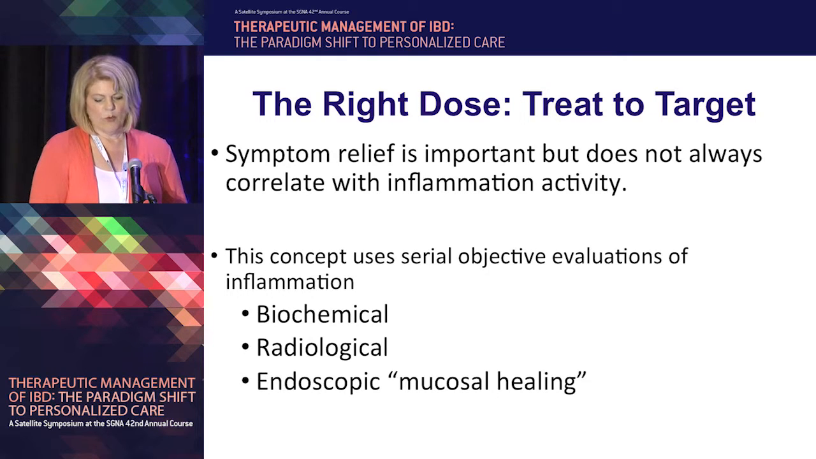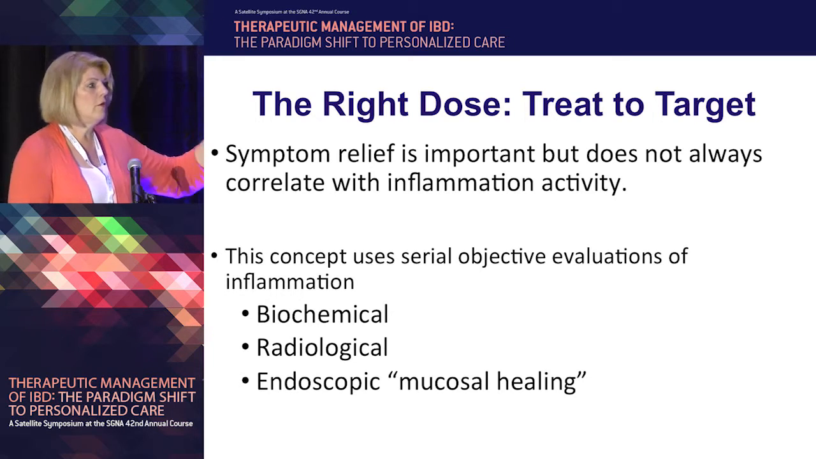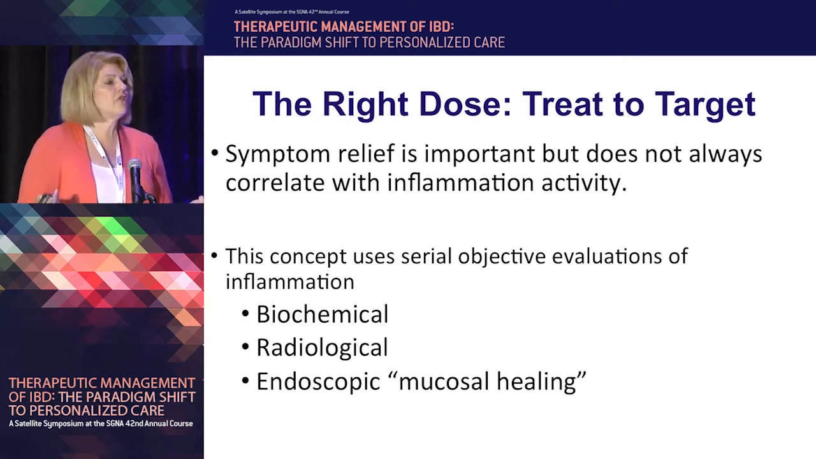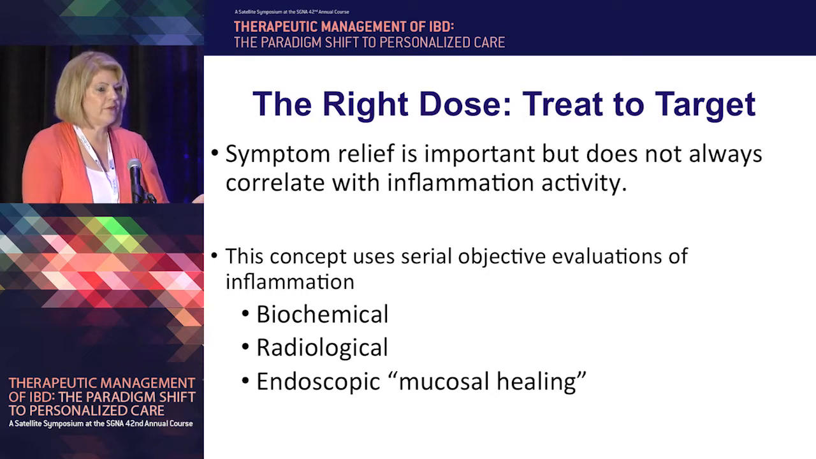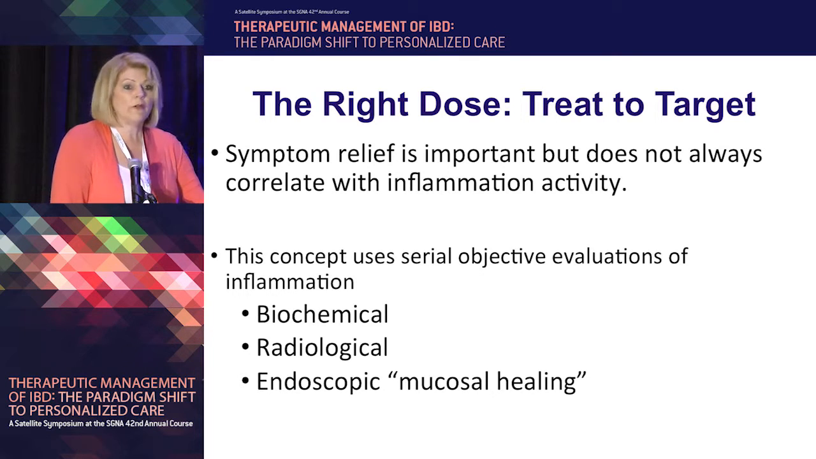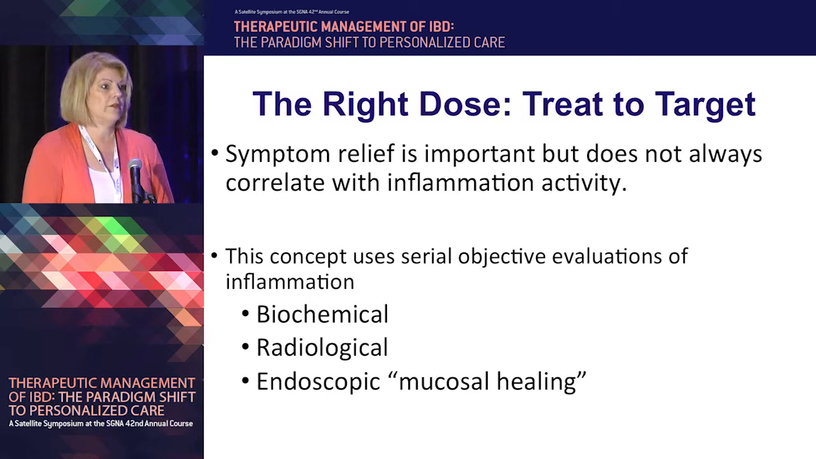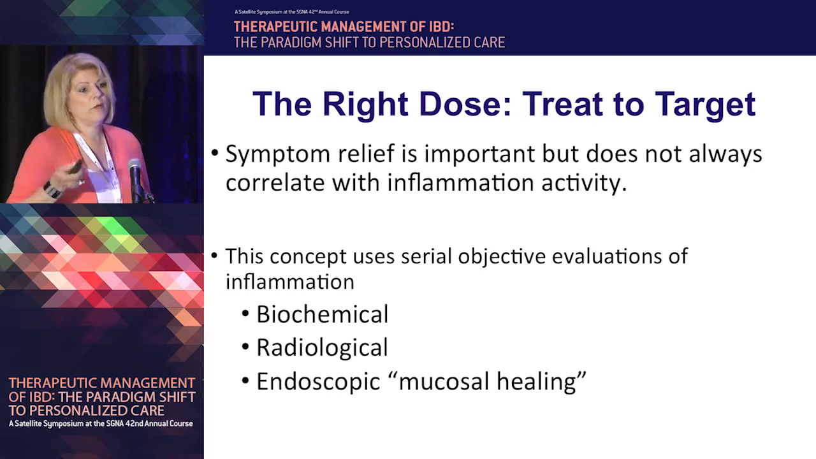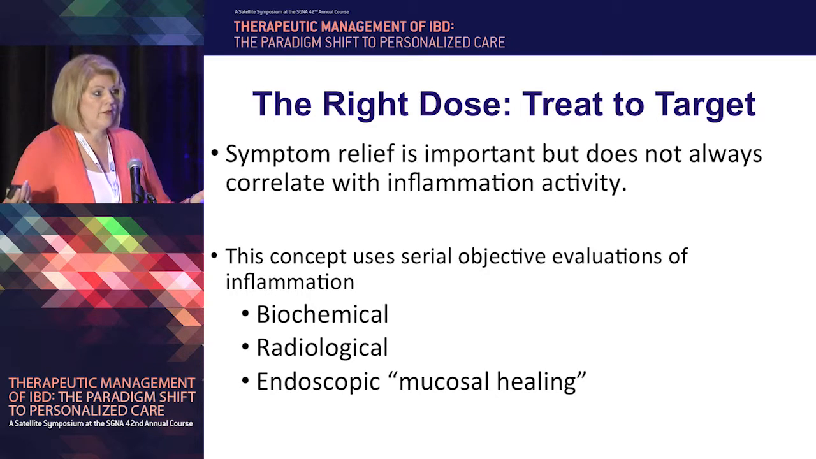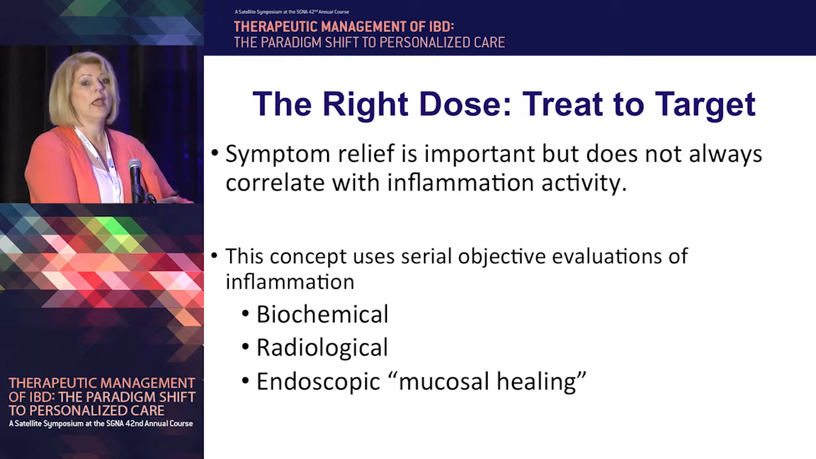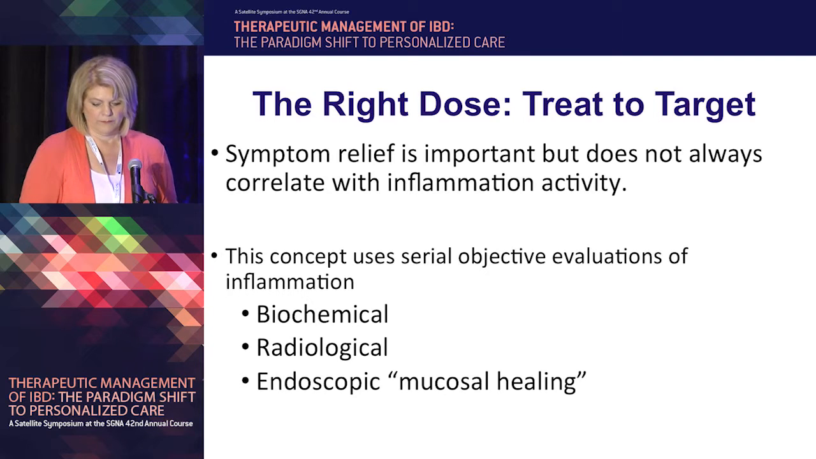Symptom relief is important, but does not always correlate with inflammation. Does that make sense? This was our old way of thinking, that we were treating patients according to their symptoms, but we know that when we go in there and look with a scope, it's not at all correlating with what's going on inside with the inflammation. Patients can be non-symptomatic, and we think they're in remission, but when we go inside and look, they have active inflammation.